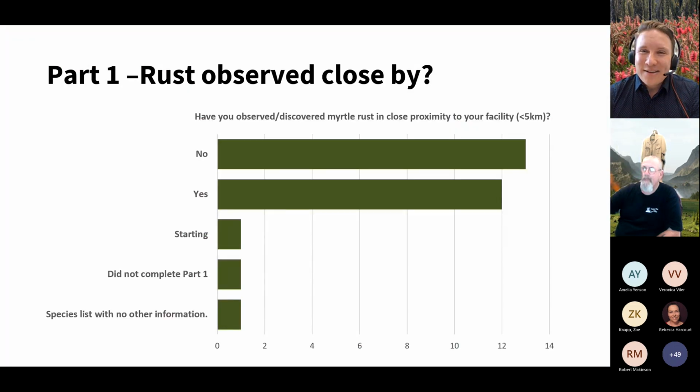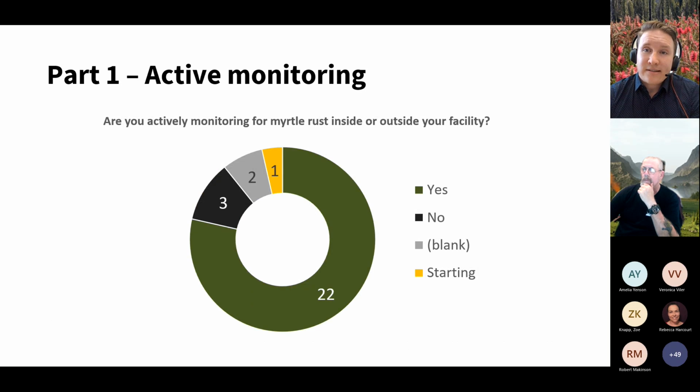So jumping into the outcomes of part one of the survey, we asked institutions if they'd observed myrtle rust close to their facilities. Just under half indicated that they've observed it within 5 kilometres of their boundary. And when the results of the survey are more finalised, we hope to produce a bit of a heat map to show where those locations are. Pleasingly, most facilities are actively monitoring for myrtle rust, either inside or outside their facility. And that provides hope in that they could respond rapidly to treat collections if myrtle rust is detected and if they have the resources to do so.